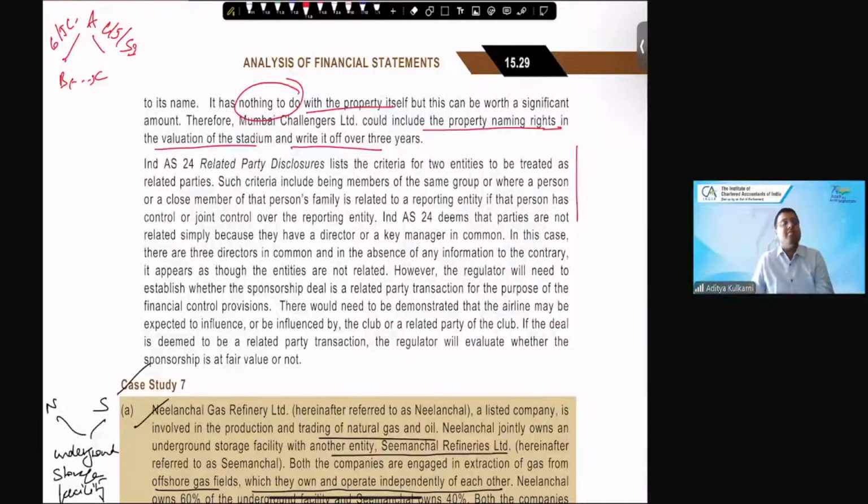If B's director is also C's director, it's not necessary that B and C end up getting related to each other. Is it okay? Do you remember this?